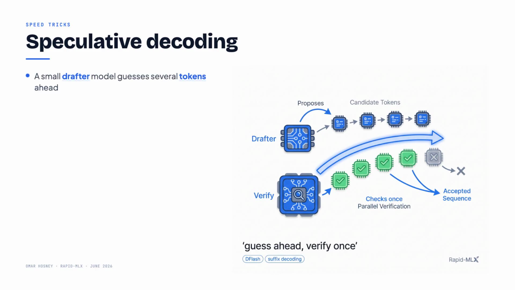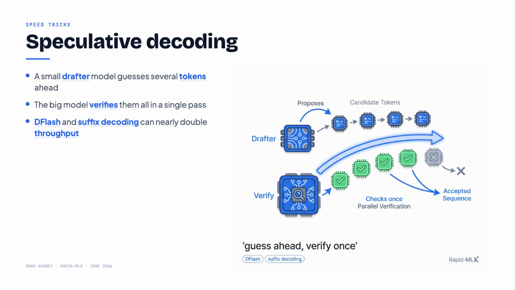A small drafter model guesses several tokens ahead. Then the big model verifies them all in a single pass, accepting the correct ones. Techniques like deflash and suffix decoding can nearly double throughput on the right models.